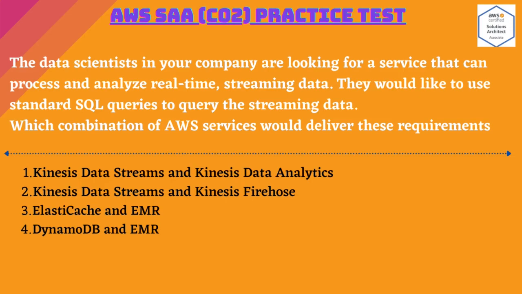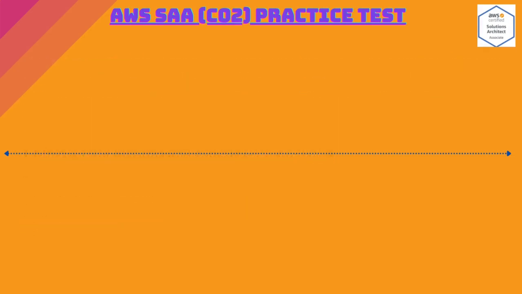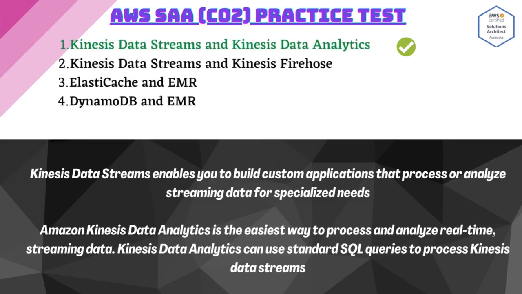The last option is DynamoDB and EMR. So DynamoDB is a NoSQL database that can be used for storing data from a stream but cannot be used to process or analyze the data or to query it with SQL service. Whereas EMR is a hosted Hadoop framework and not suitable for analytics as well. So the right answer is the first option, Kinesis Data Streams and Kinesis Data Analytics.